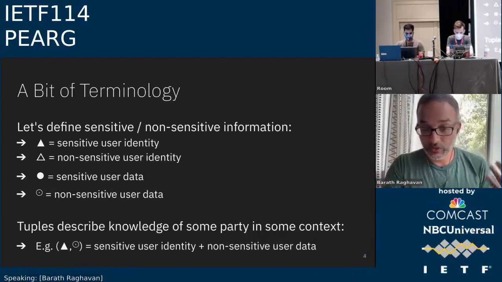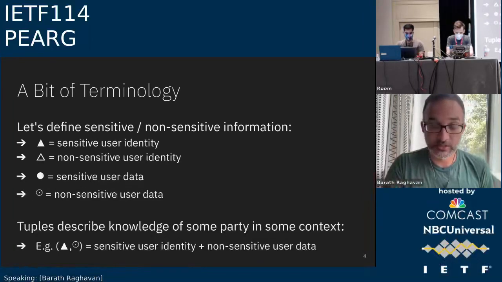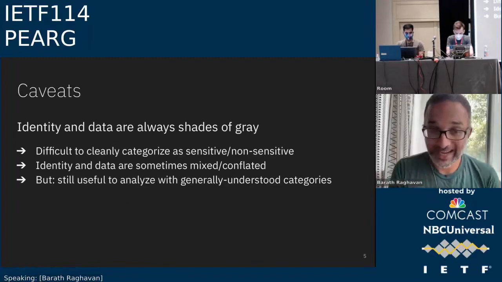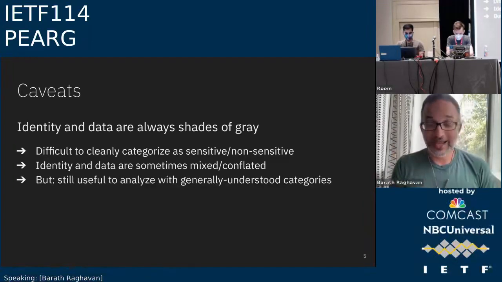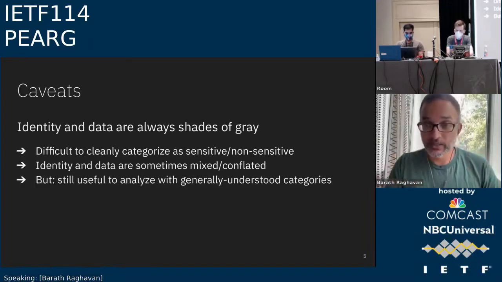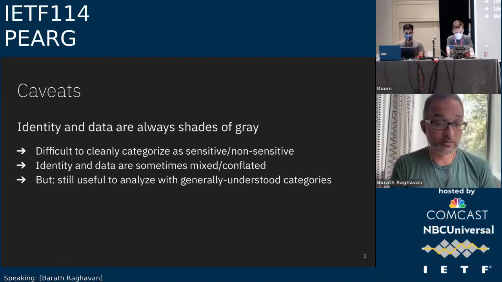So how do we apply this? We'll go through a couple of examples using just existing systems and think about what the decoupling going on is. But first, there are some caveats, obviously. Identity and data are always shades of gray. The idea that we can say this is sensitive user identity and this is not is really difficult to cleanly categorize. But we're going to use these generally understood categories for the analysis, and then we can complicate it through thinking about side channels and all the shades of gray that also come about for user identity. The same thing is true with data. There are shades of gray of what counts as sensitive and non-sensitive, and maybe even contextual.